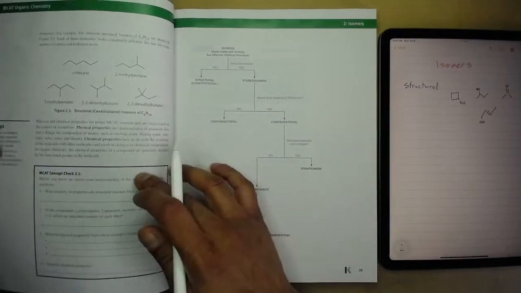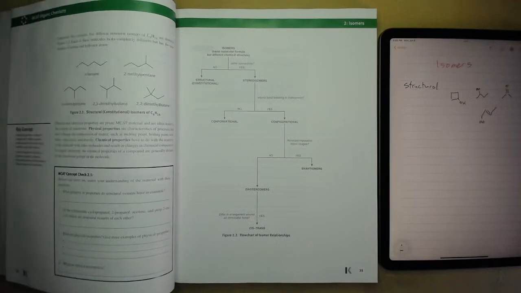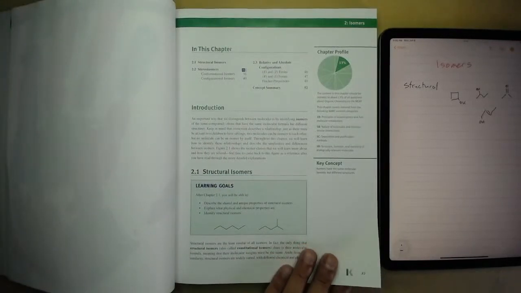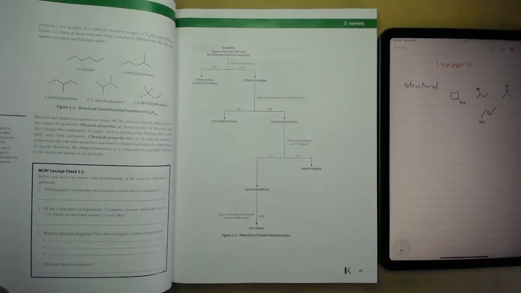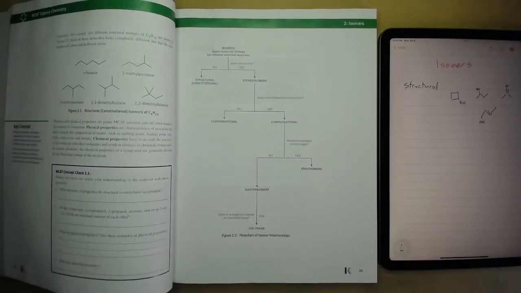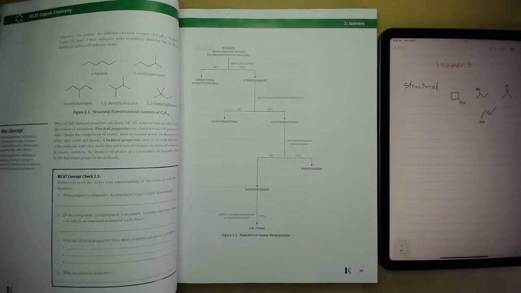Give three examples of physical properties. Color, odor, boiling point. They are properties that don't change with the quantity, I guess. Characteristics that don't change the composition of matter. Chemical properties have to do with reactivity and result in changes in chemical composition.